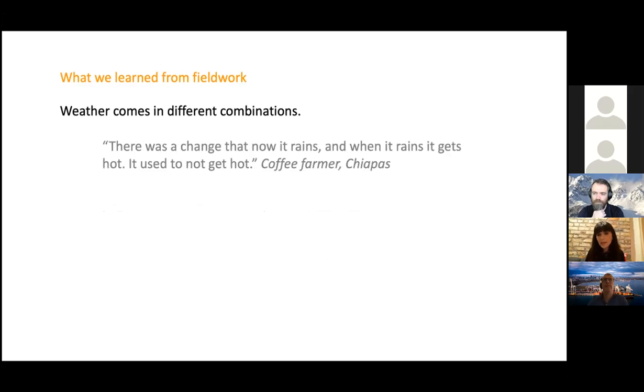Now, this was something interesting that I didn't know, and I didn't know from reading the literature either. They talked about how weather comes in different combinations. So basically, rainfall and temperature are not necessarily independent dimensions, but nowadays you have rain, but with rain you have increased heat. So the effect of rain is not the same over time. So that was actually something useful.